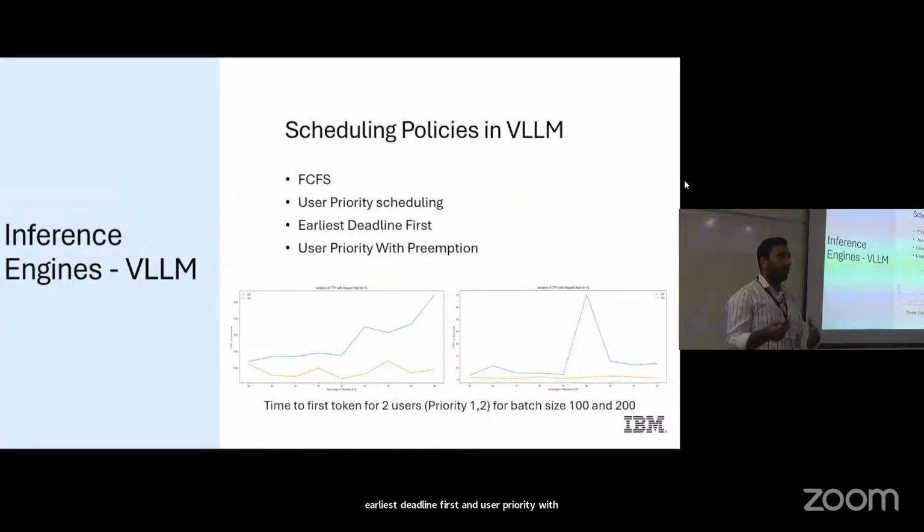Preemption is when you already have a running request in the GPU. If a higher priority request comes, you take out the request from the GPU and insert the higher priority one, even if it was already in the GPU memory.